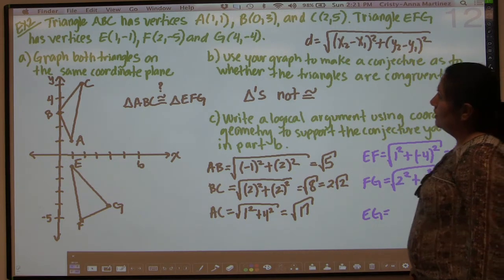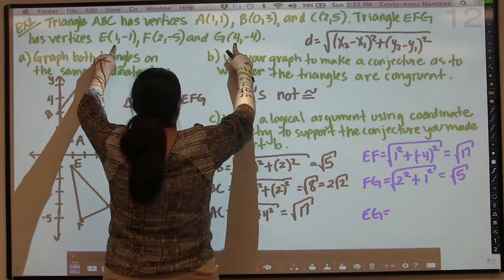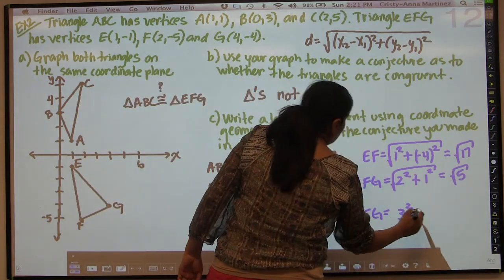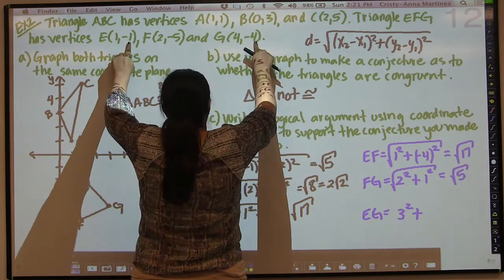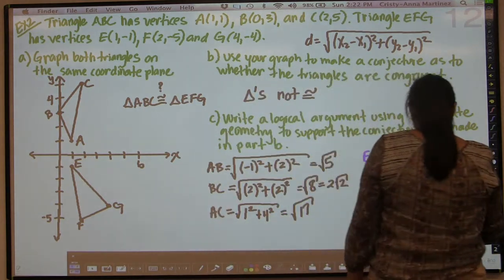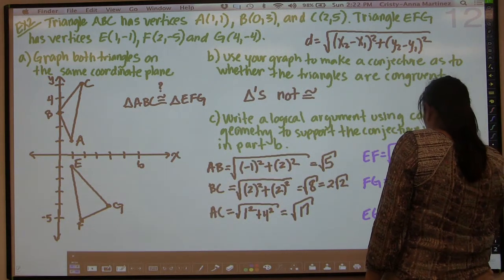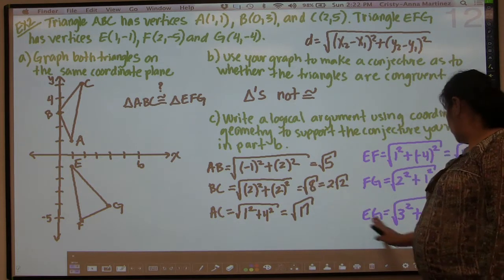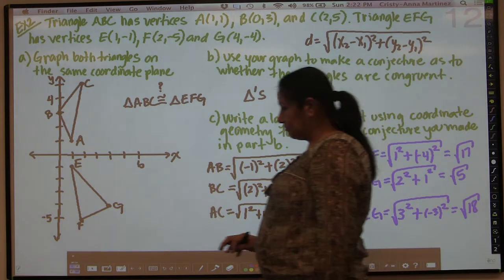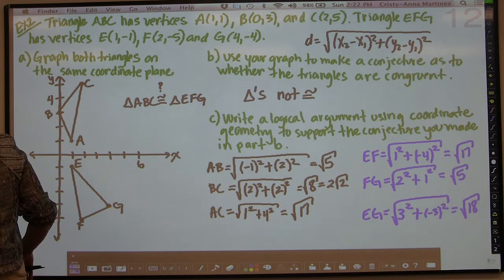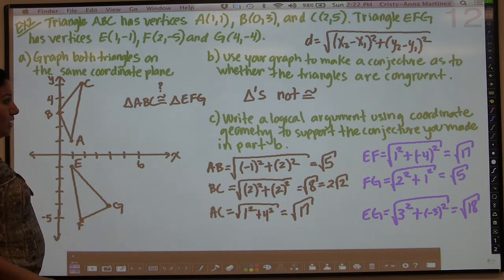And then EG is going to be the difference in your x coordinates. 4 minus 1 is 3 squared. And the difference in your y's, negative 4 minus negative 1 is negative 4 plus 1, which is negative 3 squared. So 3 squared is 9, negative 3 squared is 9, and you get the square root of 18. And that's where everything falls apart, because we had a square root of 8, not a square root of 18. All right, so based on that, we can logically say that triangle ABC is not congruent to triangle EFG, because you can't prove side-side-side congruence.